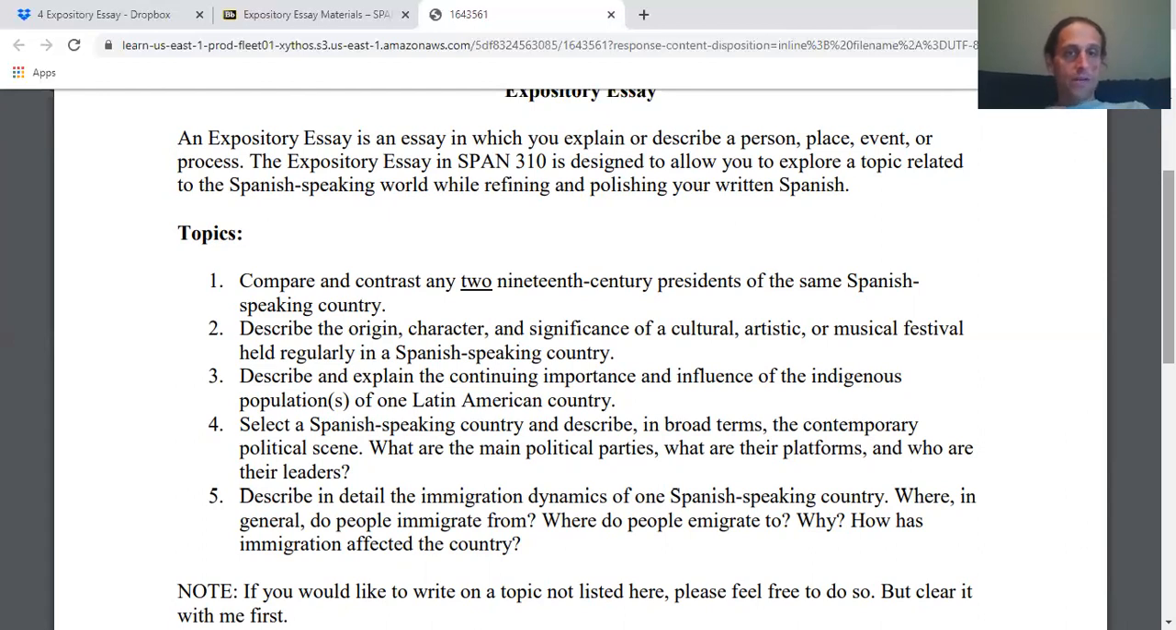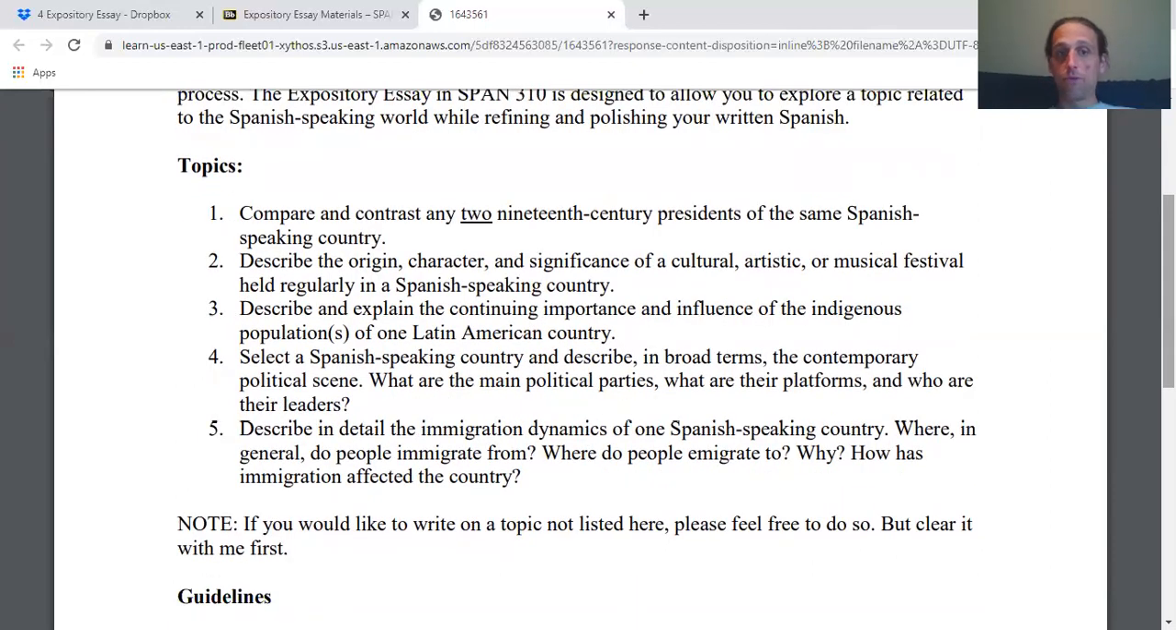Third, describe and explain the continuing importance and influence of the indigenous population or populations of a Spanish-speaking country. Fourth, select a Spanish-speaking country and describe in broad terms the contemporary political scene. What are the main parties? What are their platforms? Who are their leaders? And so forth. Number 5, describe in detail the immigration dynamics of one Spanish-speaking country. Where in general do people immigrate from, and where do people immigrate to? How has immigration affected the country?